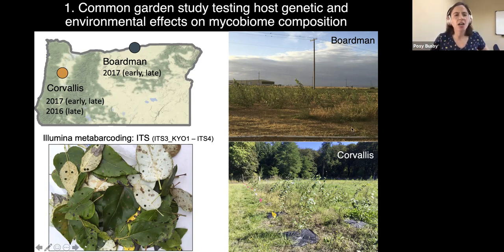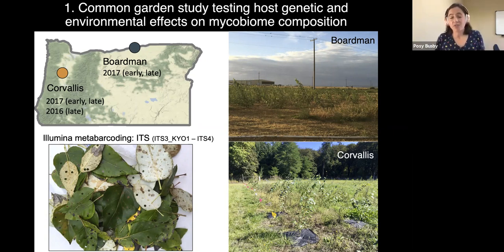The two gardens that I'm going to talk about today: one is in Corvallis, where Oregon State is located. This is a cool, wet environment. Second is in Boardman, in Eastern Oregon, which is a hot, dry environment. So, contrasting environments; climatic conditions are expected to influence fungi as much as host genetic factors. For 2 years, we sampled leaves from these gardens, both early and late in the season.